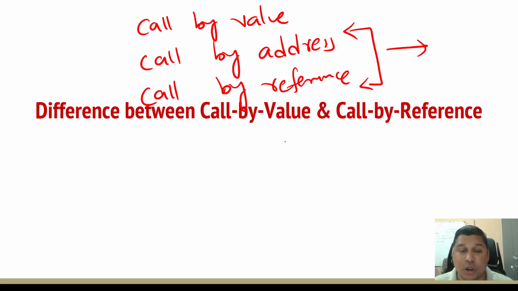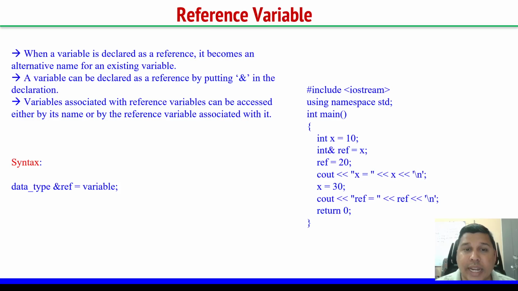Why? Because what call by value is, is very clear. We will see an example program, and you will understand this much better. I believe you might have already studied that. So we were discussing the difference between call by value and call by reference, right? So let us see examples and try to understand why we have to create a reference variable.